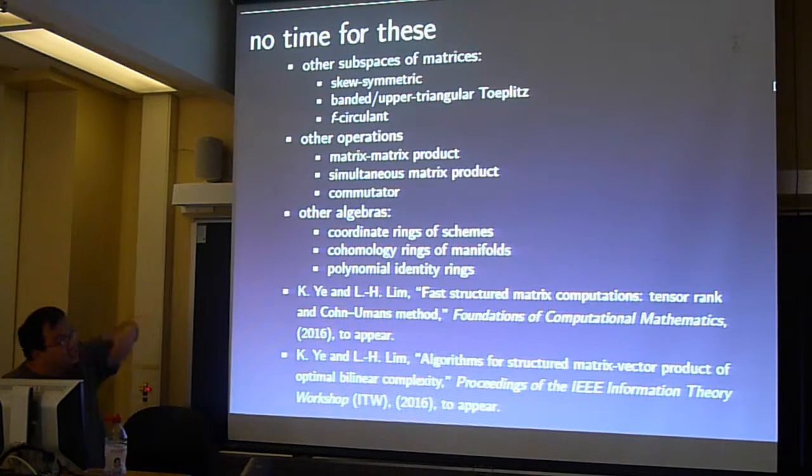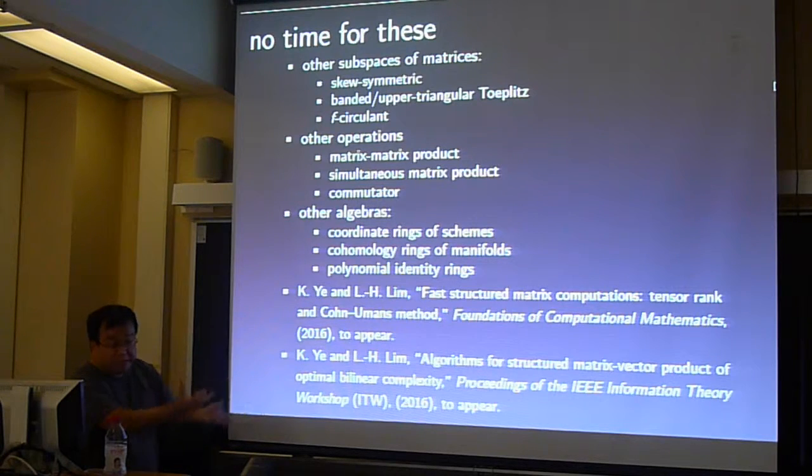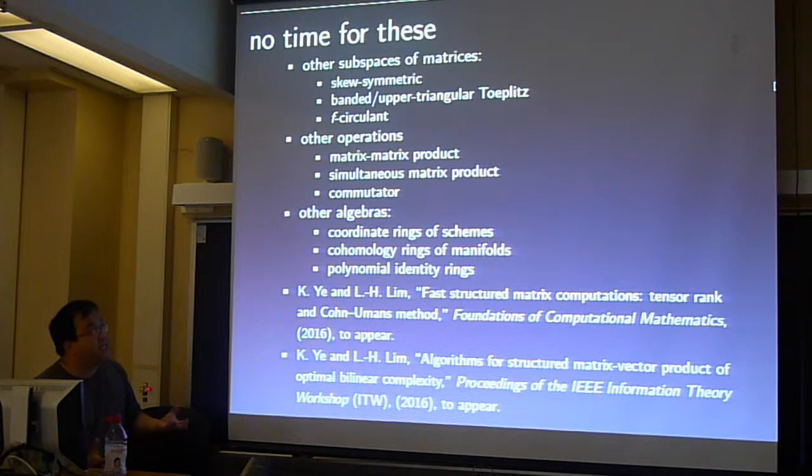We can discuss other operations, and we do: commutators, matrix products. We can take a simultaneous matrix product. What do I mean by that? I have a matrix A, and a square matrix B. I want to simultaneously form AB and AB transpose. How can I do that quickly? It applies to those kinds of situations too.